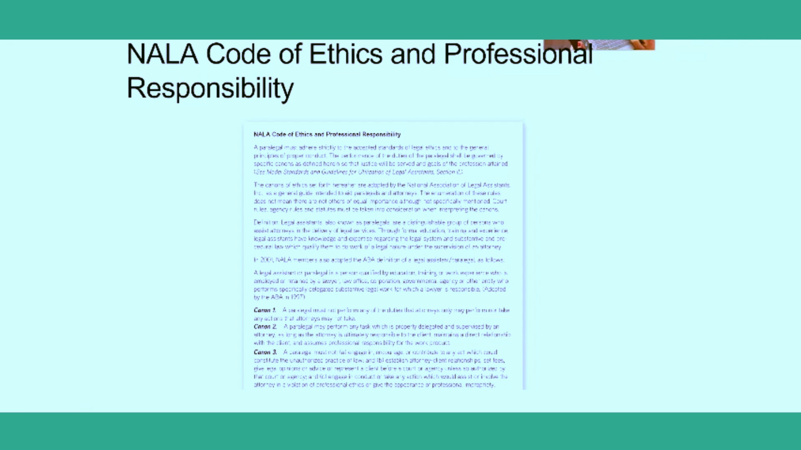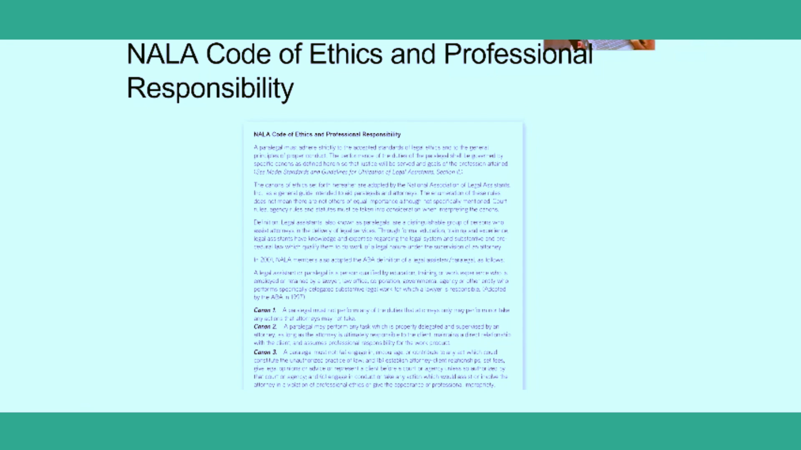Here's an example of the NALA Code of Ethics. As you can see, there's a preface. The paralegal must adhere strictly to the accepted standards of legal ethics, etc. The next paragraph, the canons of ethics set forth hereafter are adopted by NALA, and they're a general rule to guide and aid paralegals and attorneys. Then it goes on to the definition of what a paralegal is, according to NALA's definition. And they've also adopted the ABA definition of legal assistant or paralegal, which is also listed here.